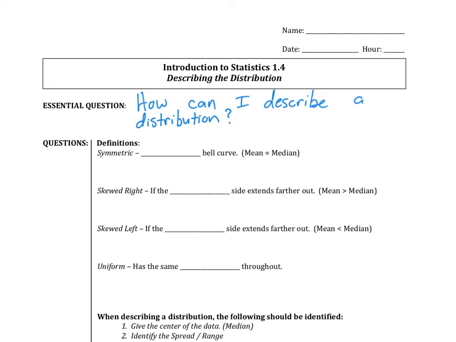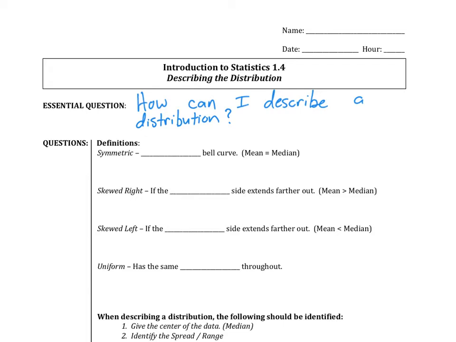All right, section 1.4 in stats, we get into describing the distribution of a data set. So we've done stem and leaf plots, we've made some histograms, and now we're going to talk about how we can describe that data set and what data can look like to us. So the essential question is, how can I describe a distribution? And then there are some definitions.